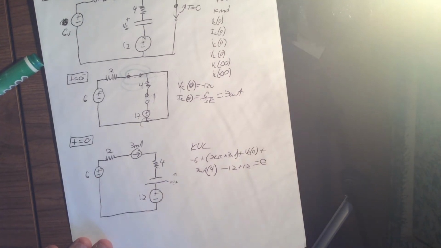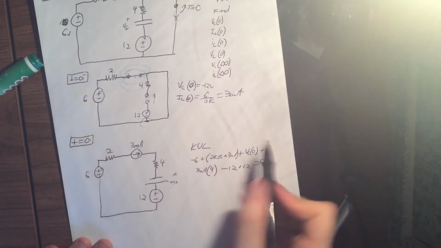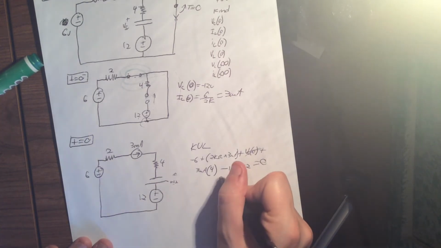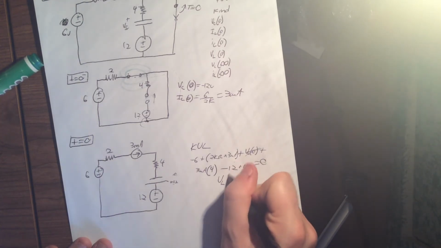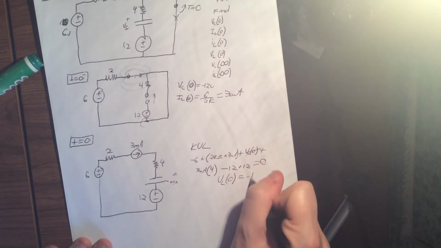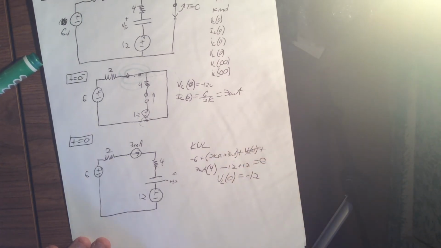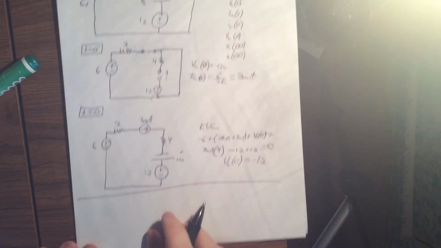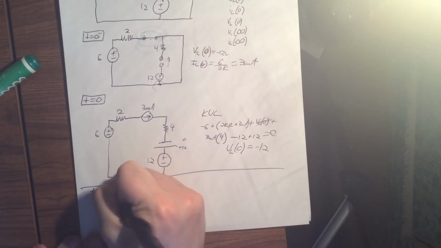Okay? The voltage across our capacitor is this one, so we can just cross that out. I already just solved it in there. So our VL of 0, if we add that all up, equals -12. Nice and easy. So finally, for the last bit, we have t equals infinity.